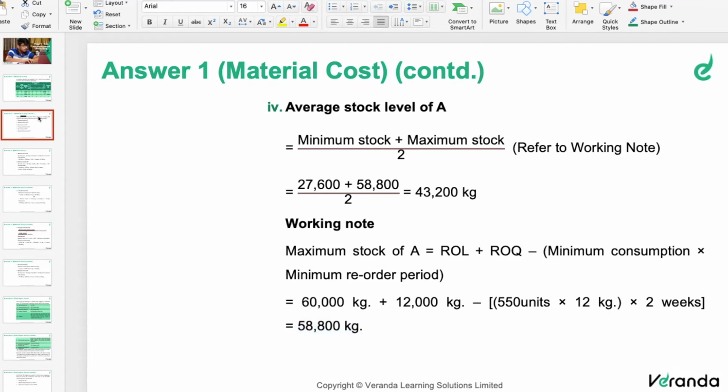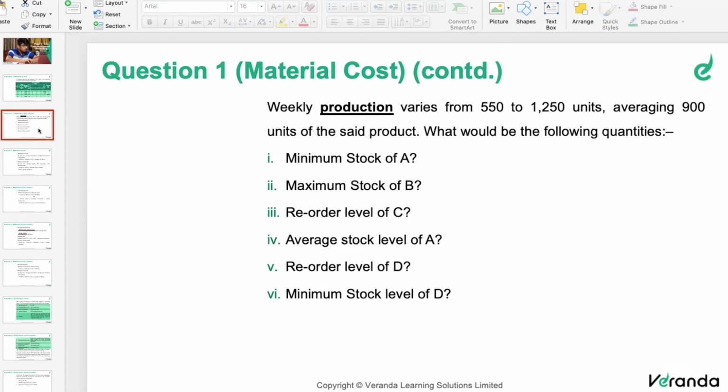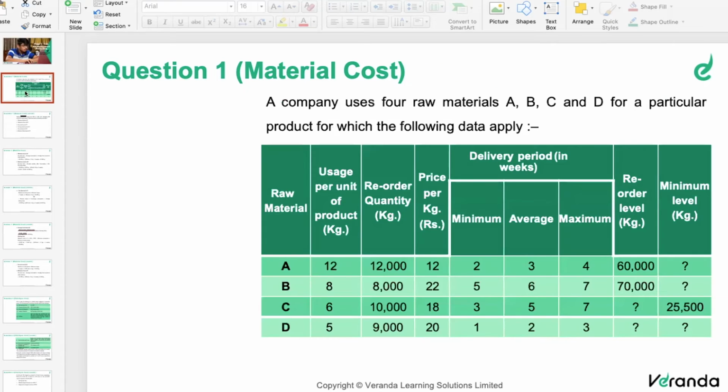What next? Reorder level of D. Am I right? Next you have to go for reorder level. What is the formula for reorder level? Akash, what is the formula for reorder level? Sir, maximum usage into maximum lead time. Yeah, maximum usage into maximum lead time. For D, maximum lead time is how much? 3 weeks.